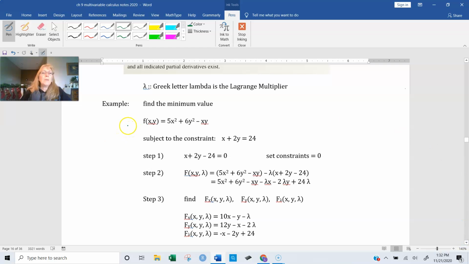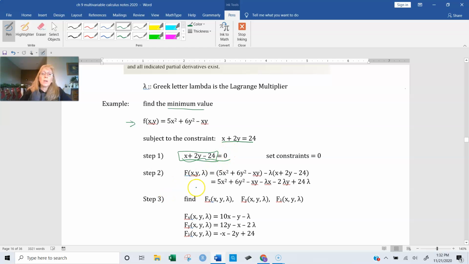Okay, I'm going to give you a function. All right, I want to find the minimum value of this function. My constraint is x plus 2y equals 24. Both must be given in order for you to do this. Okay, step one, you always set the constraint equal to 0 because this has to be equal to 0 so we can plug this portion into our equation.